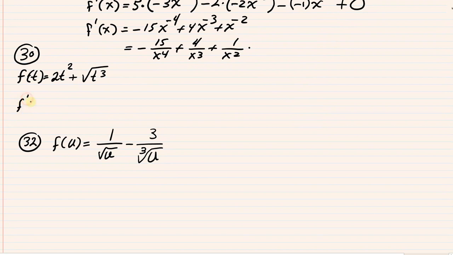In number 30, we have f prime of t. And okay, the first part I'm okay with. The derivative of that, constant multiple, t squared, bring 2 in front. Subtract 1 from the exponent, you get t. Now, square root of t cubed. Remember, we don't have a rule for radicals for derivatives. So I'm going to write it as a rational exponent. Remember, index is 2. So this is written as t to the 3/2.